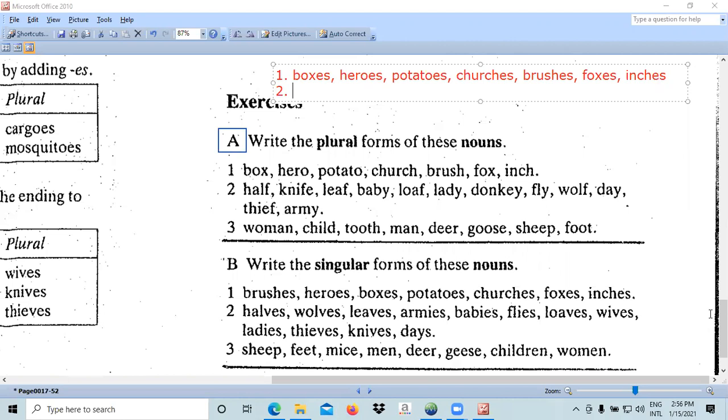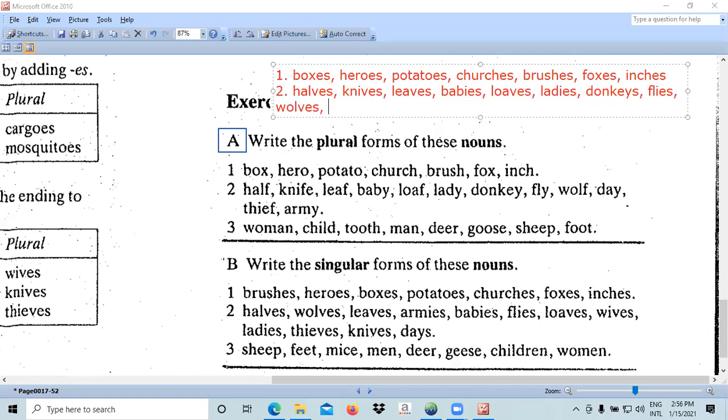Second set. Half, house, knives, leaves, babies, laws, ladies. And donkey. Baby. Monkeys. Flies. Wolves. Thieves. Armies. Sorry. A-R-M-I-E-S. Armies.